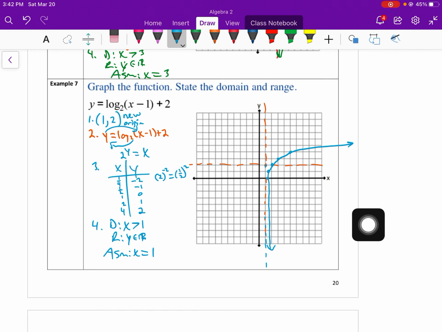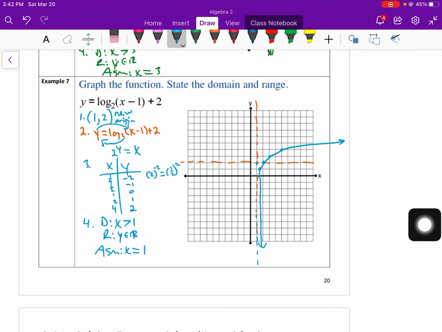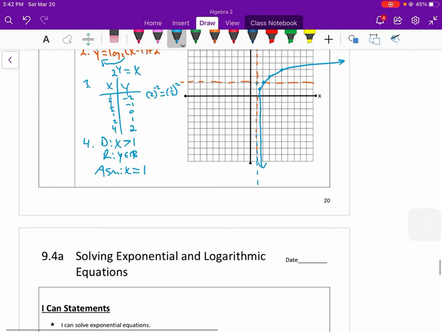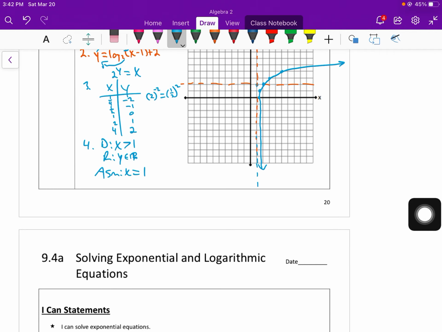Hopefully the inverse relations and logarithmic functions are starting to make a little more sense. Graphing should go well. I think you've had practice with that. And then let me know if you have any questions, and we'll be solving next time.